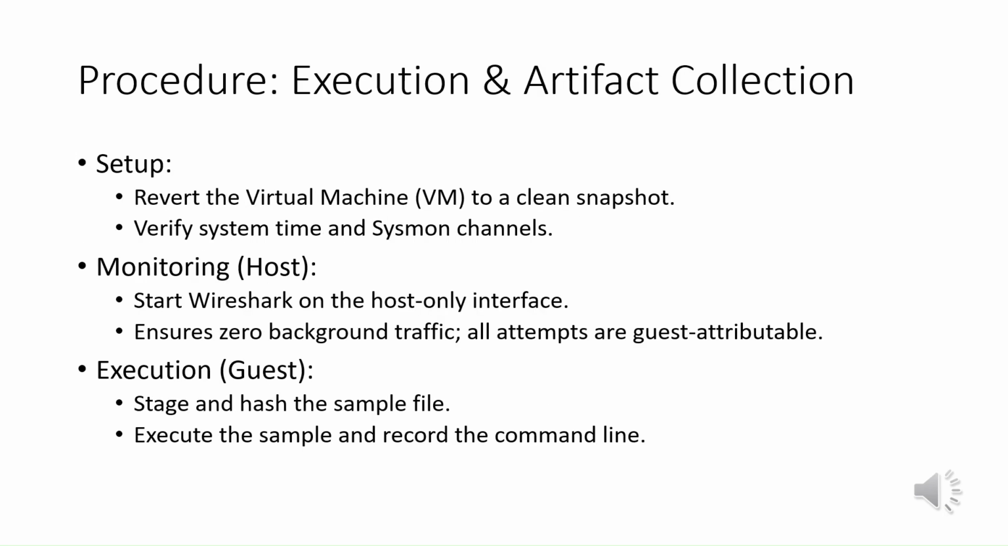Procedure: execution and artifact collection. We started every run by resetting the virtual machine to a clean state, which guarantees there are no leftovers from previous tests. We checked the system clock and made sure Sysmon was logging correctly so that our timestamps would match up later. On the host computer, we ran Wireshark to capture all network activity. Because the virtual machine was isolated, any network packet we saw was guaranteed to come from the ransomware itself, and no other source. Once everything was ready, we staged the WannaCry sample, verified its hash to confirm it hadn't changed, and then executed it inside the guest machine.